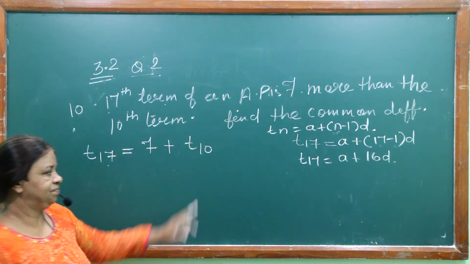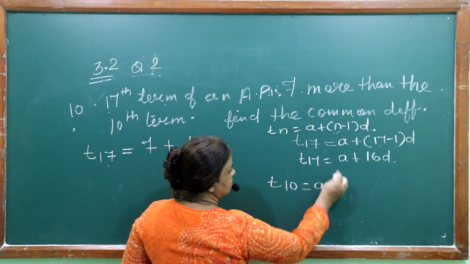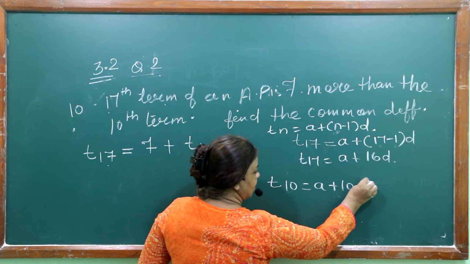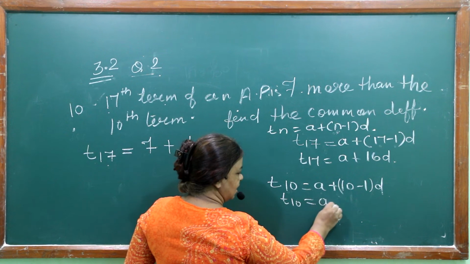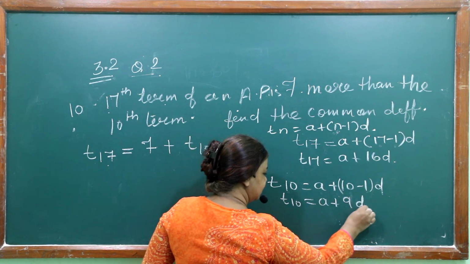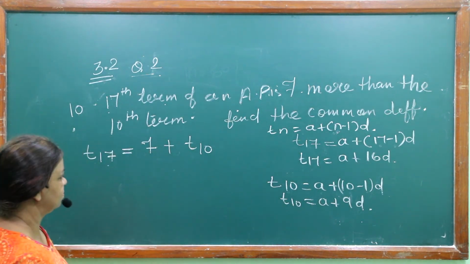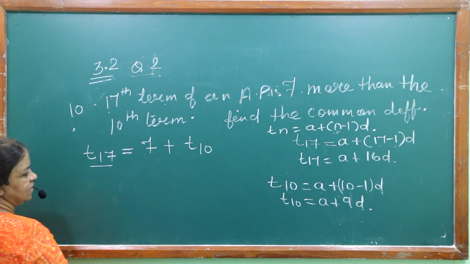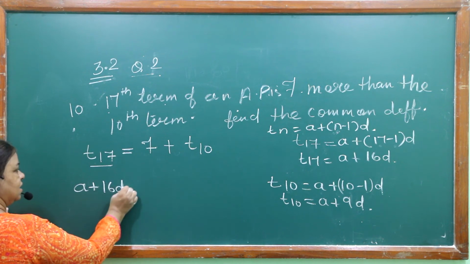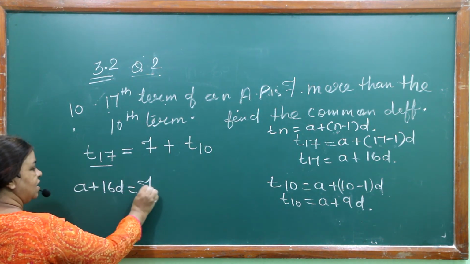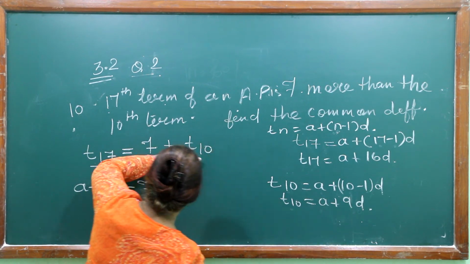It is given T10. Again use the same formula: A plus (10 minus 1) into D, so T10 is A plus 9D. Now let us place these values over here. T17, which is A plus 16D, is equal to 7 plus T10. T10 is A plus 9D.